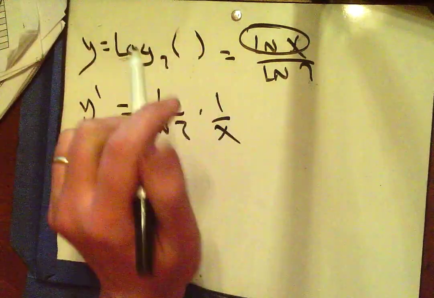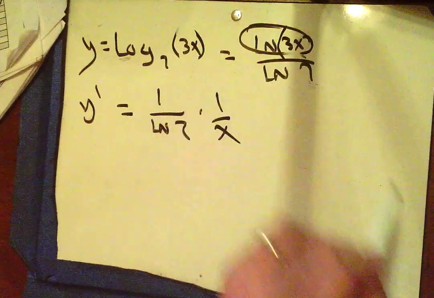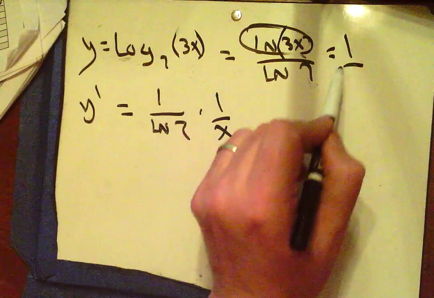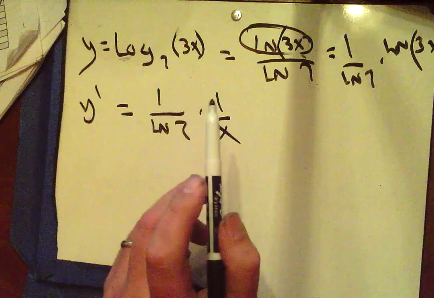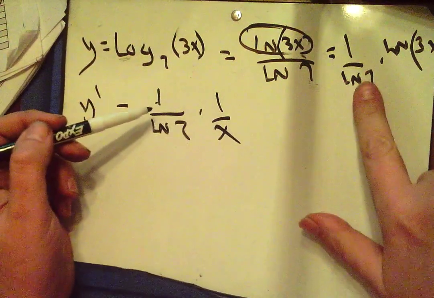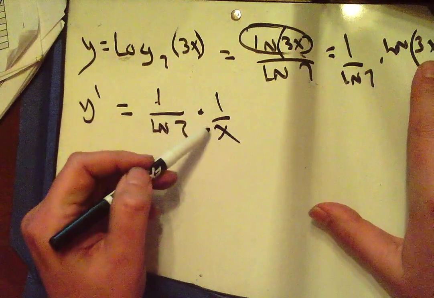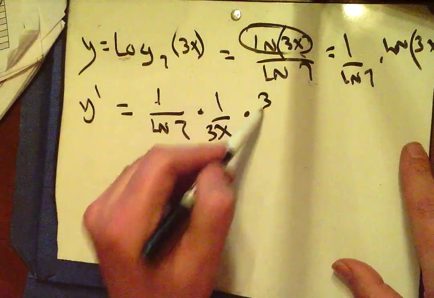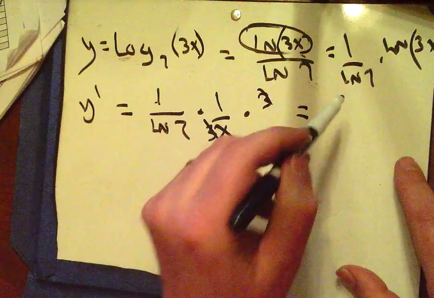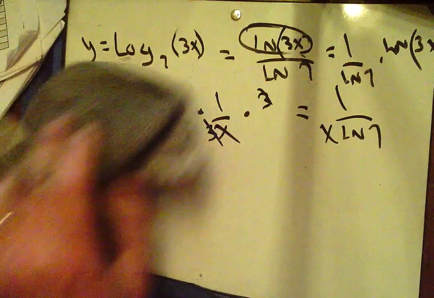And of course, if instead of x, we had 3x, I would say, hey, this is still 1 over ln of 7 times ln of 3x. And there's that constant, that 1 over ln of 7. But now, the derivative of ln of 3x is going to be 1 over 3x times the derivative of that inside 3x, which is 3. Ding, ding. And so we end up with 1 over x ln of 7 again. Isn't that nifty? All right, so that's one way to go about deriving this.